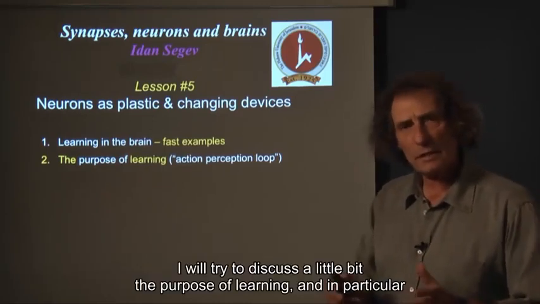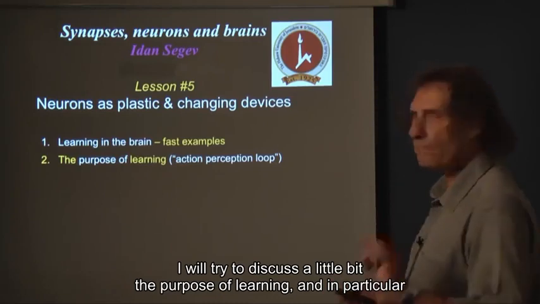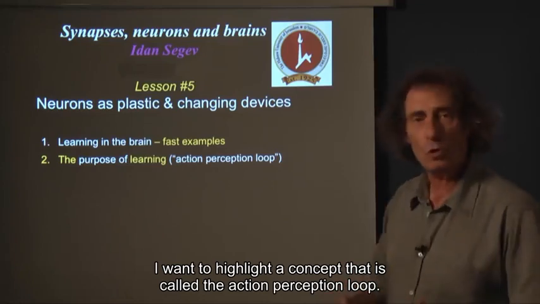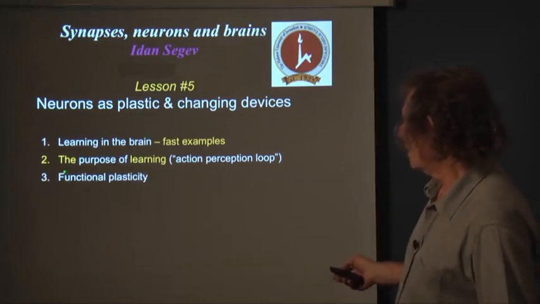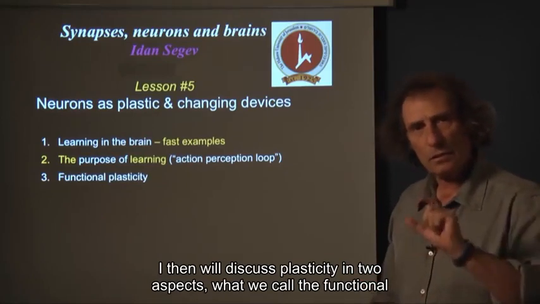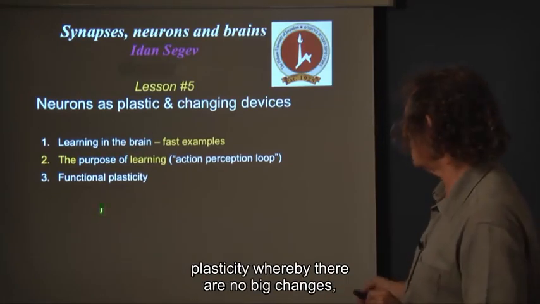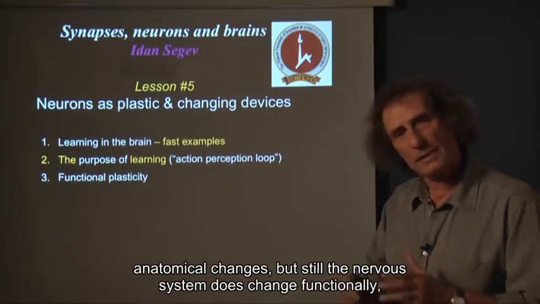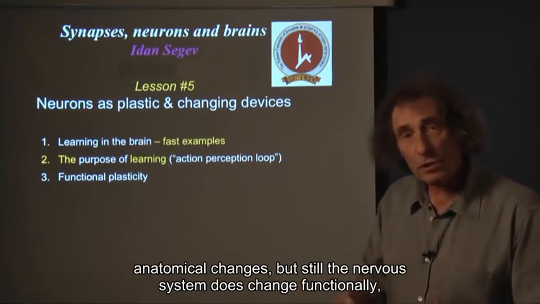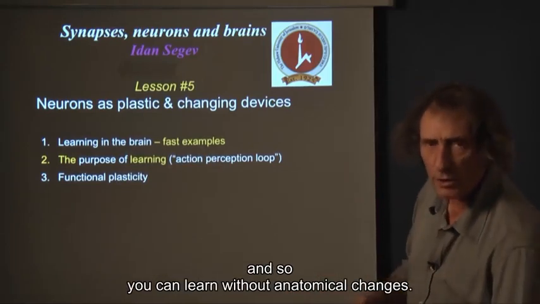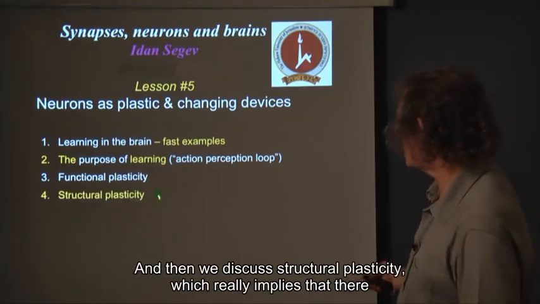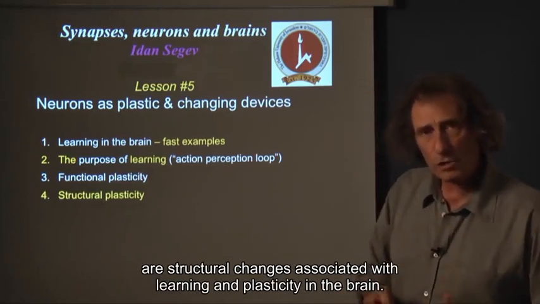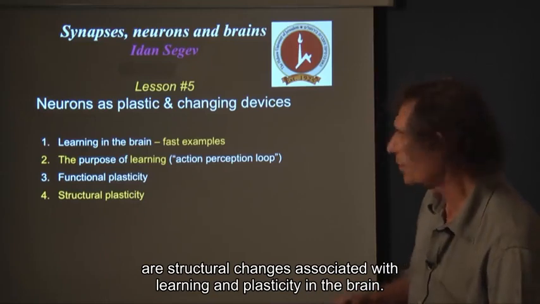I will try to discuss a little bit the purpose of learning. And in particular, I want to highlight a concept that is called the action perception loop. I then will discuss plasticity in two aspects, what we call functional plasticity, whereby there are no big anatomical changes, but still the nervous system does change functionally, and so you can learn without anatomical changes. And then we'll discuss structural plasticity, which really implies that there are structural changes associated with learning and plasticity in the brain.